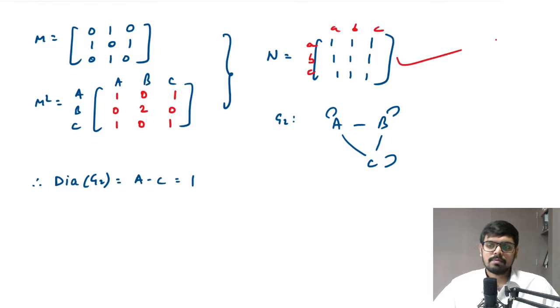This is what the matrix is saying. Now if you see this matrix, tell me the diameter of G2. If you take A and C, far apart, still they are connected by one edge. So diameter is 1. A to B is 1, B to C is 1. So you take any pair of vertices, the shortest distance is 1, and since everyone is 1, the maximum is 1 only. Therefore the diameter of G2 is 1 only.